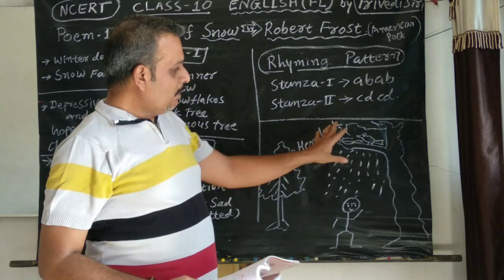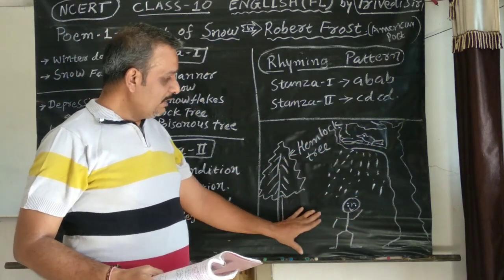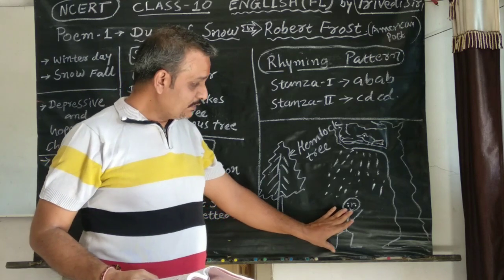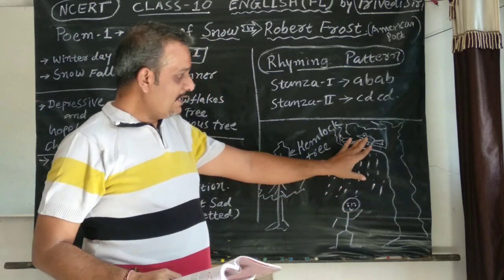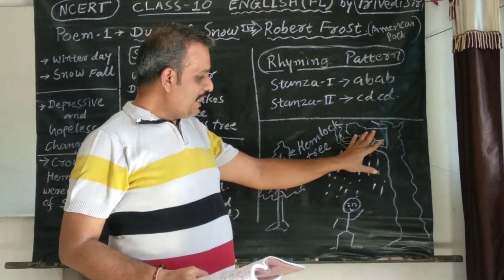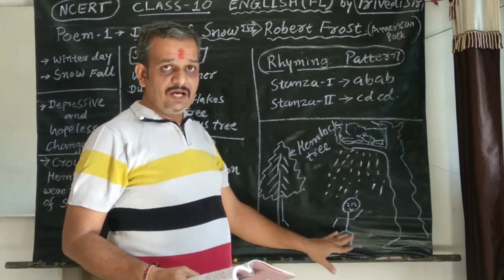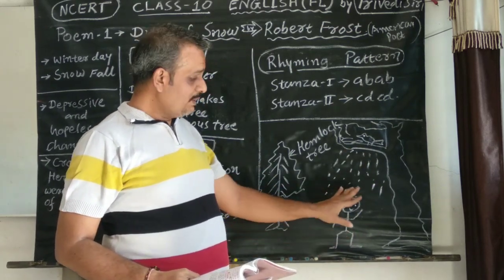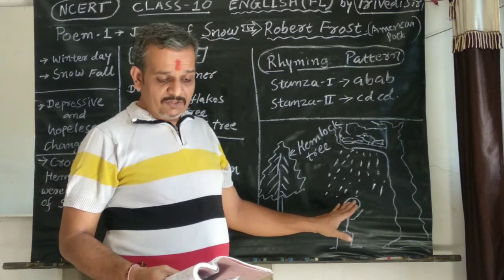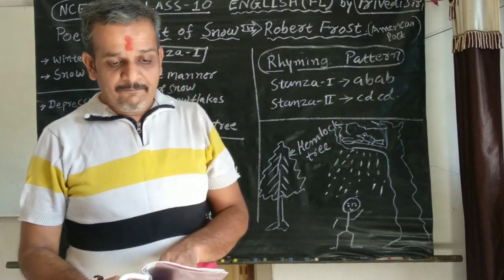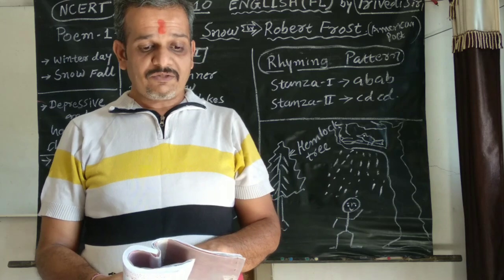So here one type of imagination is being drawn by me, like our writer Robert Frost standing under this hemlock tree, and during this one crow has caused the dust of snow to fall on him, and this was a beautiful moment, a beautiful situation changing the mood of Robert Frost. So students, this was a beautiful poem written by Robert Frost.